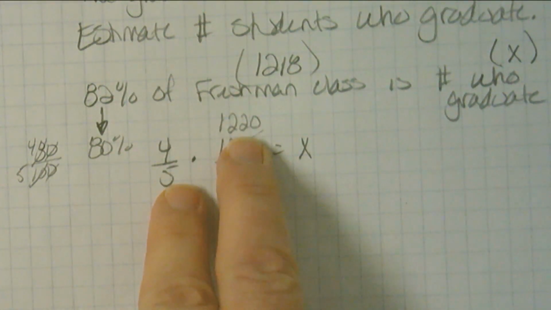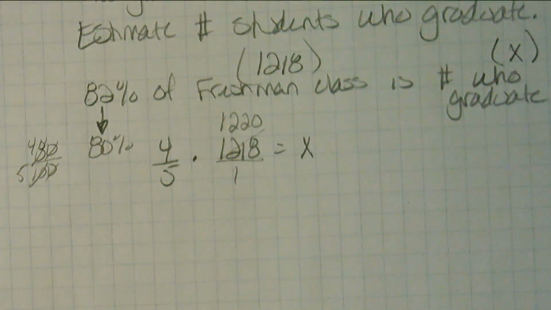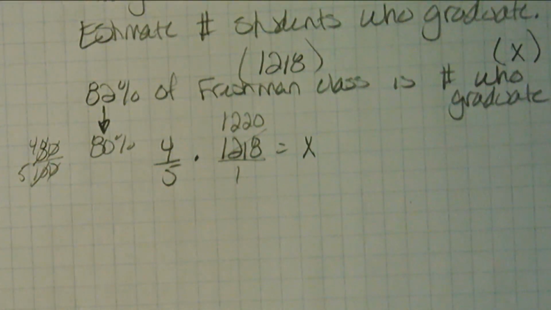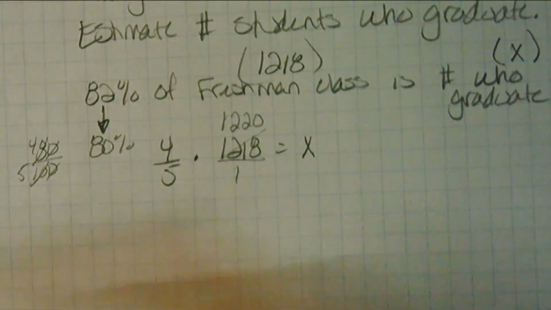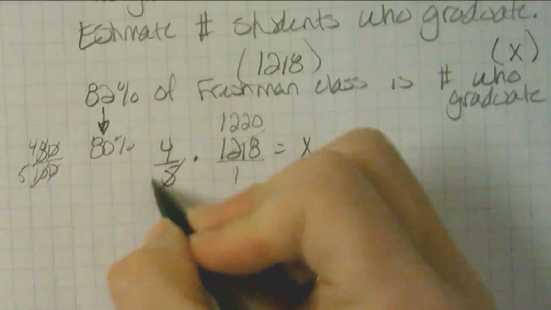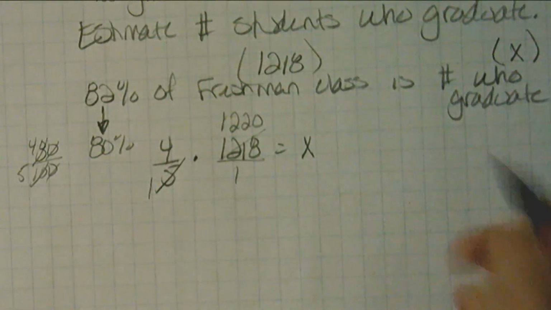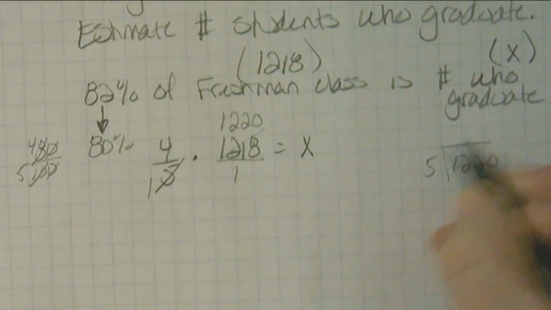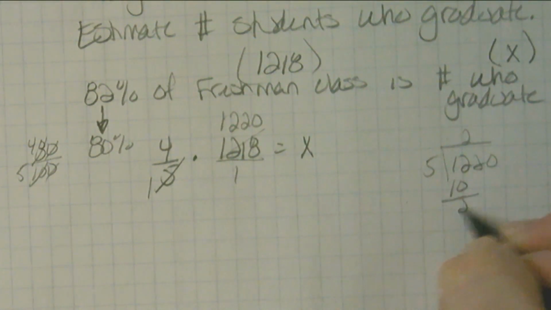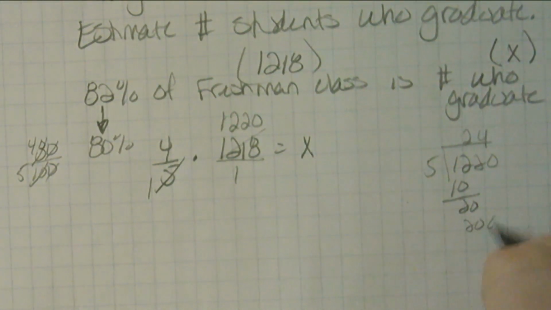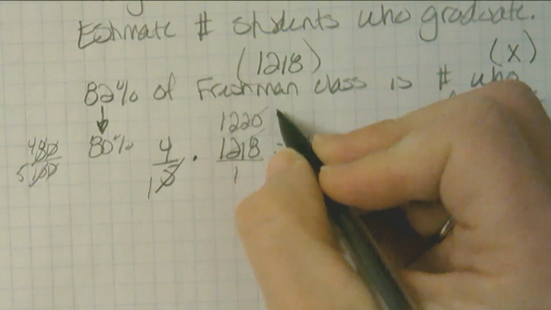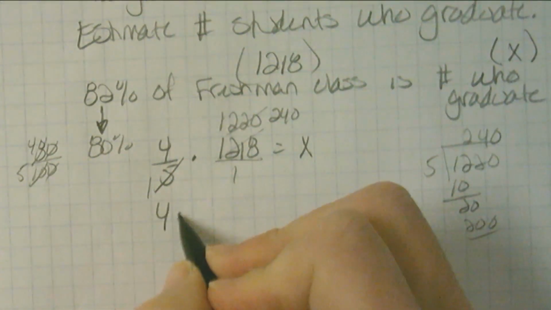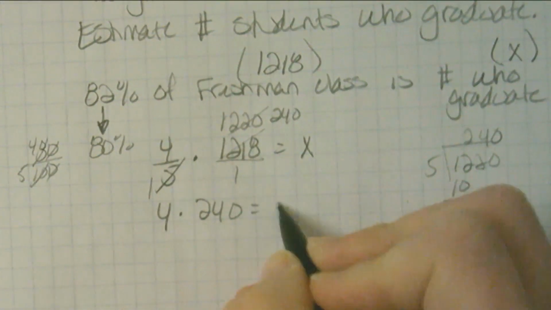Can I divide out common factors? Is 1220 divisible by 5? This is the easiest question I'm giving you all day. Is 1220 divisible by 5? Matthew? Yeah, it ends in a 0. So divide out common factors. That 5 becomes a 1. I'm going to really quickly do 1220 divided by 5. That's 2. That's 4. That's 0. This ends up being a 240. So now I have 4 times 240 is my X.